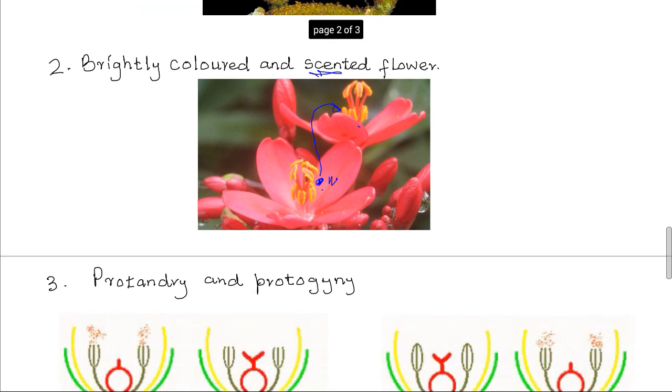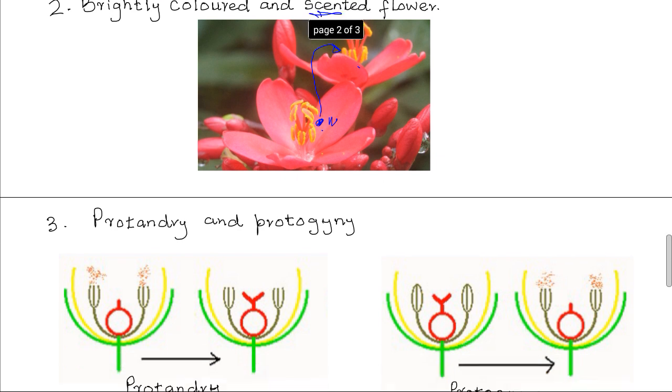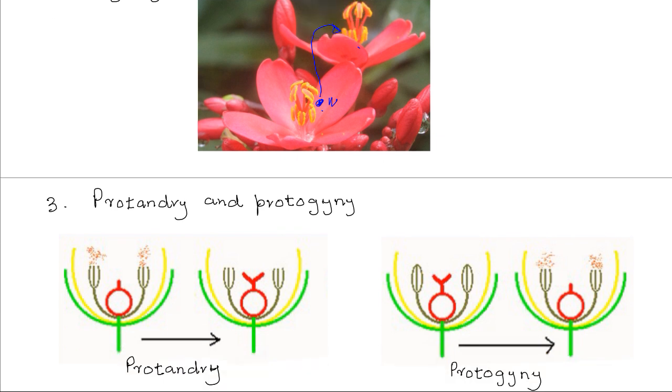Another feature is protandry and protogeny. You see, in some plants, the male and the female parts mature at different times. This ensures that the pollen from one flower can only germinate on the stigma of a different flower. There are two instances of how this is brought about.